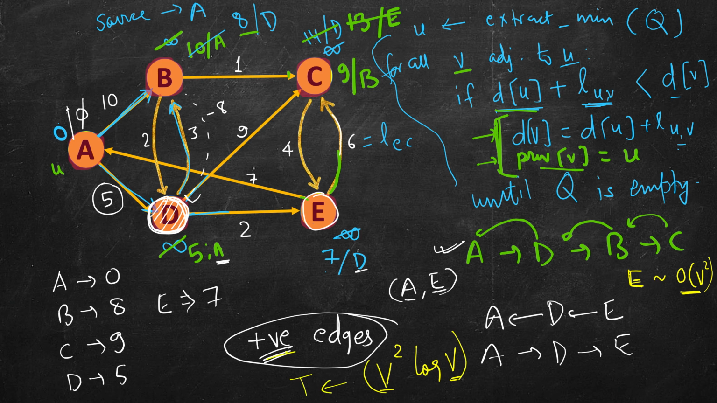If you have negative edges, then you cannot use Dijkstra. You have to use Bellman-Ford. And there the time complexity will be v cube. So you see log v square is common, log v versus v. So that takes more time than this algorithm.